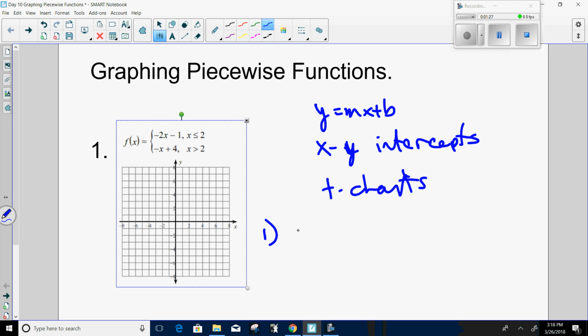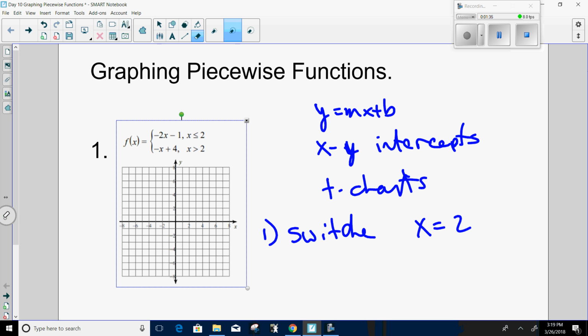So the first thing is graph switches. The graph switches when x is equal to 2. We switch from one function to the next.